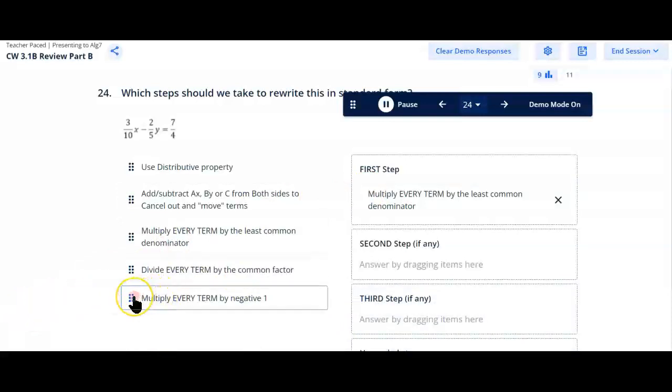Will we need to multiply by a -1? No, because our lead term is positive. It's x and it's already there. It's positive. So this is actually a one-step problem, which is just multiplying everything by the least common denominator.